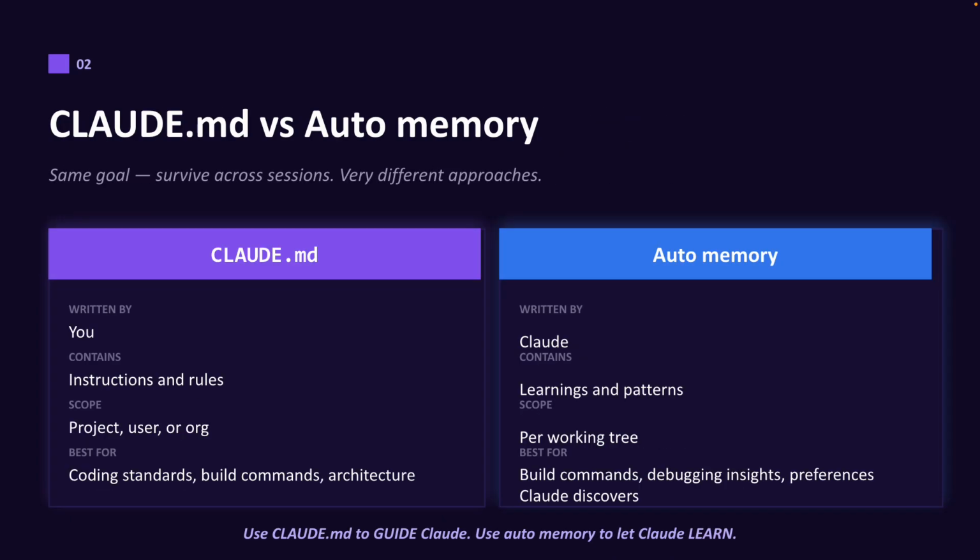So, here is the clean comparison. Claude.md: you write it, it contains instructions and rules. It can be project-wide, user-wide, or organization-wide. Best for coding standards, build commands, architecture decisions. On the other hand, auto memory: Claude writes it itself. It contains learnings and patterns Claude notices. It's per working tree, best for things Claude figured out on its own: build commands it discovered, debugging insights, your preferences as Claude infers them.